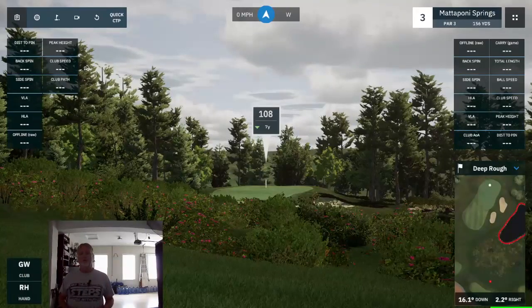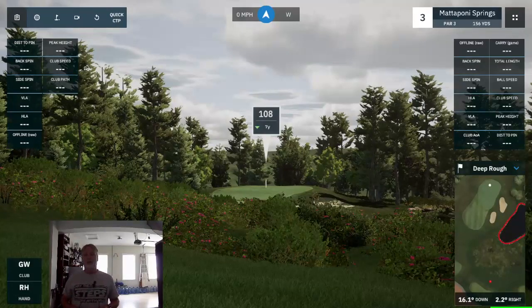Today, I wanted to take a little extra time and maybe over-explain the penalty system in GSPro. The penalty system I'm talking about is how you're going to be penalized for hitting out of the rough, hitting out of the deep rough, hitting out of sand.